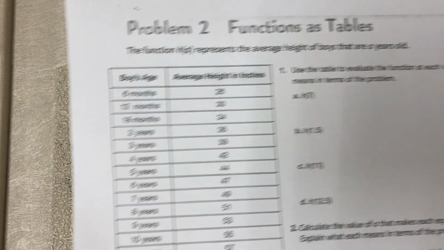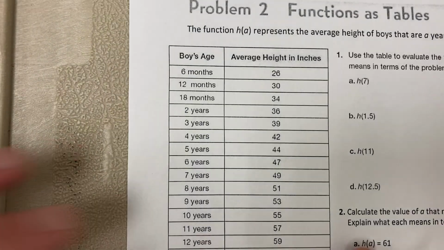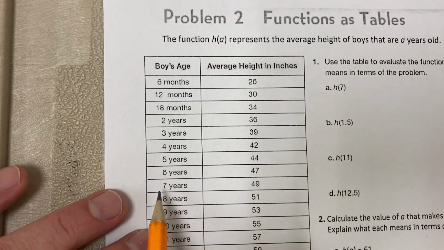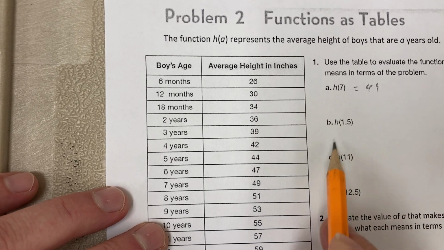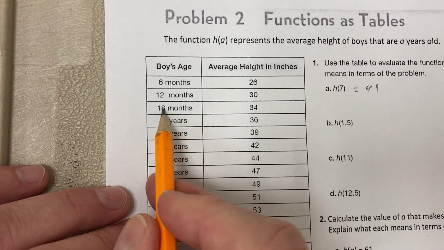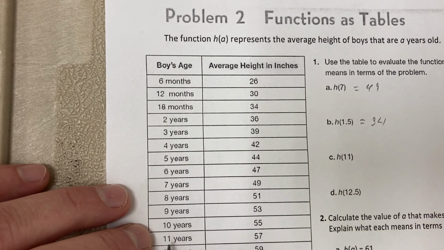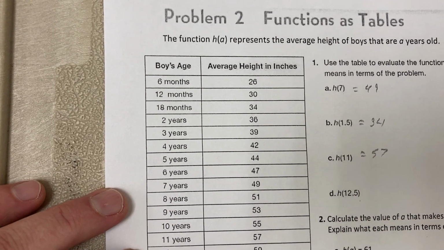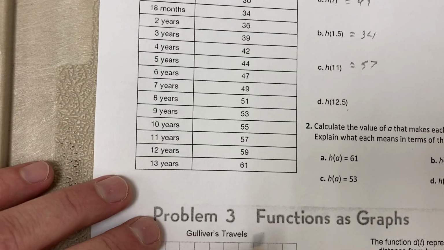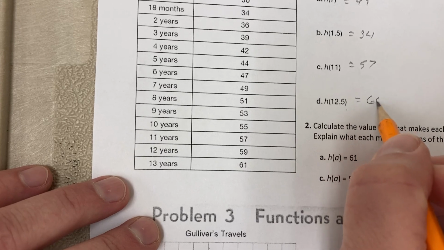All right, so that's that page. Then the next page gives us a table and then asks us for h of different values there. So when it says h of 7, we go to 7 years, and we see that that was 49. H of 1.5, well, that's 18 months, 1.5 years, that's 34. 11 years was 57. And then 12.5. We'd have to kind of estimate there, 12.5 is halfway between 12 and 13, so halfway between 59 and 61 would be 60.